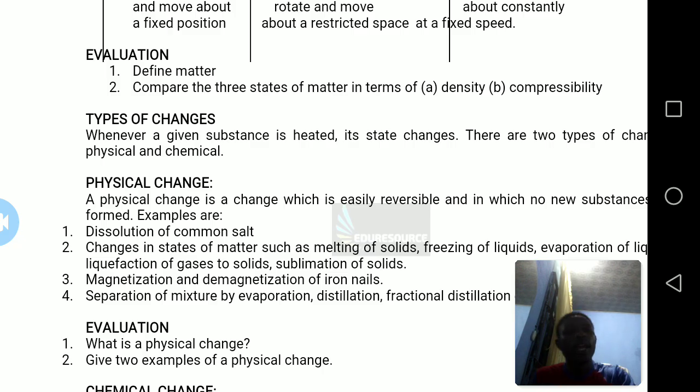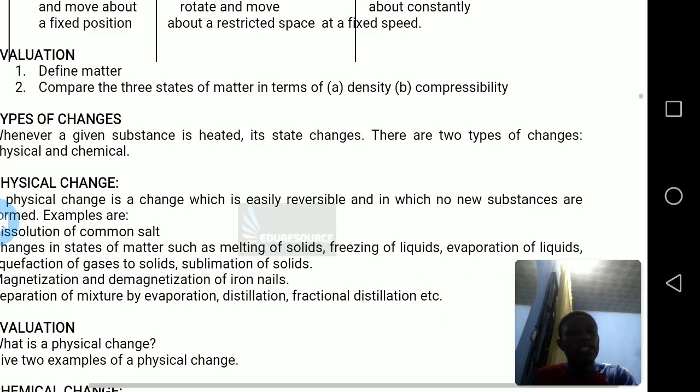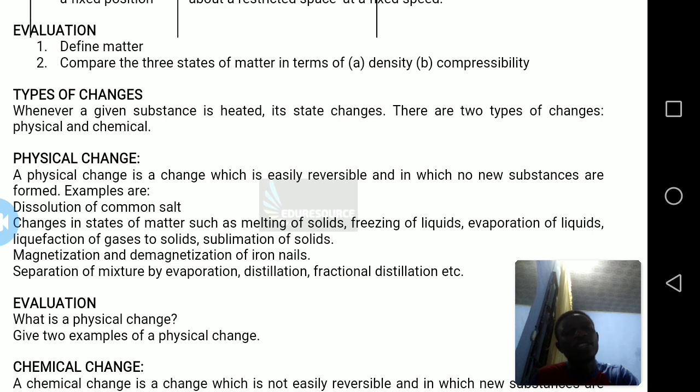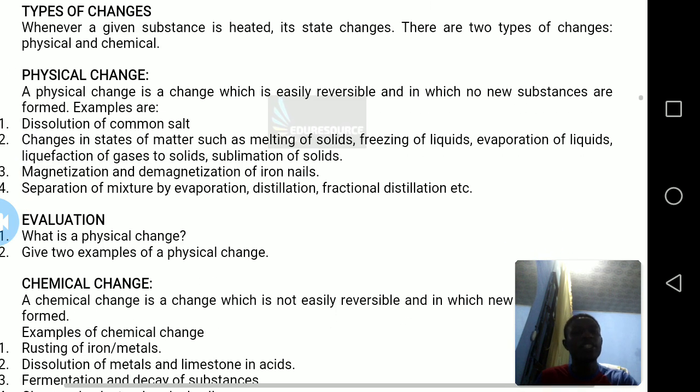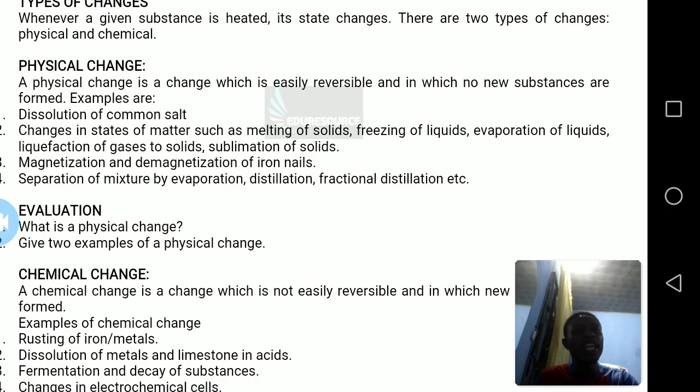Now, the two types of changes are the physical change and the chemical change. Now let's look at the physical change. A physical change is a change which is easily reversible and in which no new substances are formed.